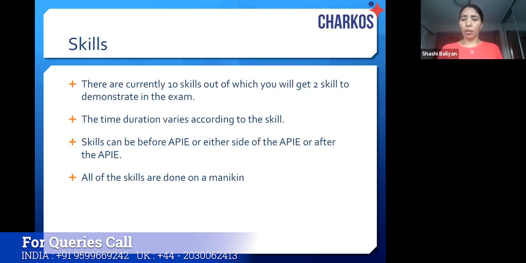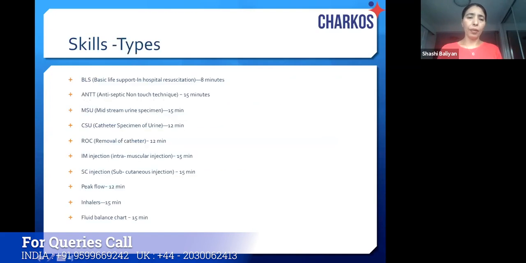And I'll tell you what all the other skills are and what times are given for them. As I've already told you earlier, skills can be either before the API, after the API, or one skill before and one skill after the API. And all of the skills are done on the mannequin. Now, these are the 10 skills which are there. So you get basic life support.